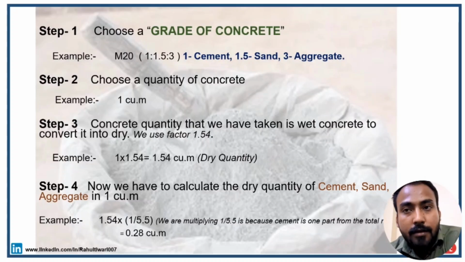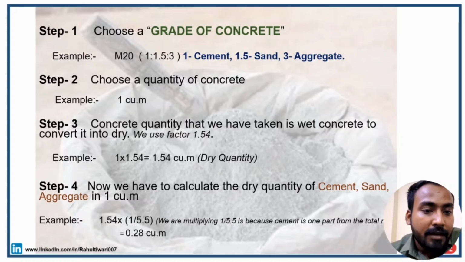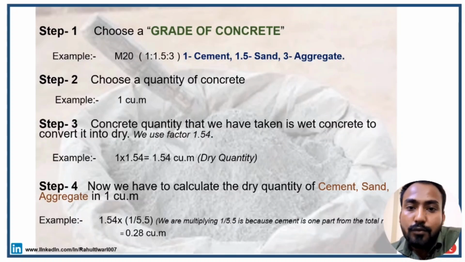Whatever concrete we use on the site is wet concrete. So the 1 cubic meter is wet concrete. To convert it into dry concrete, we have to multiply with 1.54. This is a standard factor used in the industry. We multiplied with 1.5, that means the dry quantity of concrete is about 1.5 cubic meter.